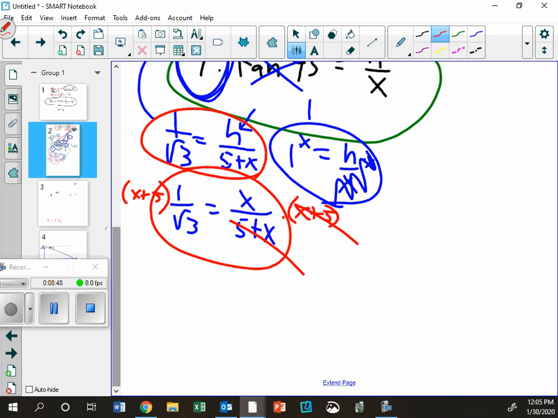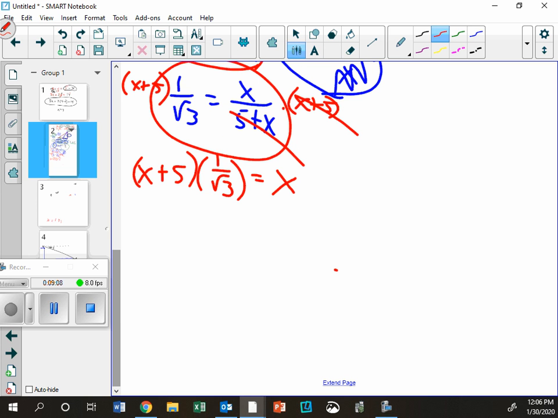That's gone, and now I have x plus 5 times 1 over square root of 3 is equal to x. That doesn't seem very simple. So what do? If I were you, I'd multiply this out. Okay, and I got to get the x's, so we have x's all on one side.